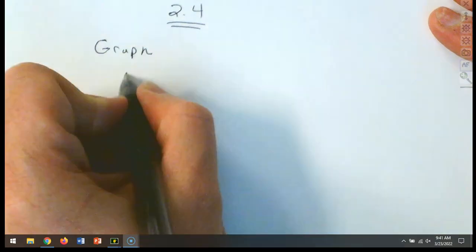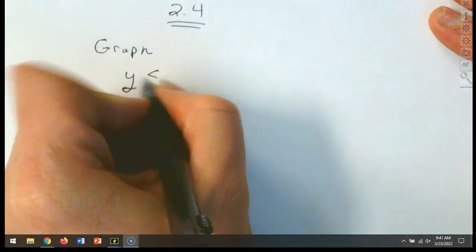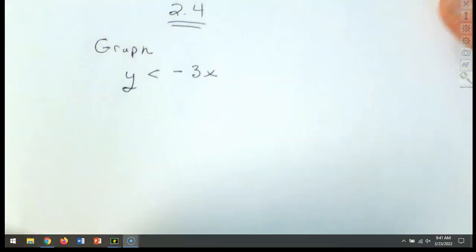That's 2.4. So before break, all of the inequalities that we graphed, we were able to check 0, 0. If you can't pick 0, 0, you're going to have to pick a different point. So this one's not going to allow us to check 0, 0. So let's try to graph this inequality. Let's try to graph y is less than a minus 3x.